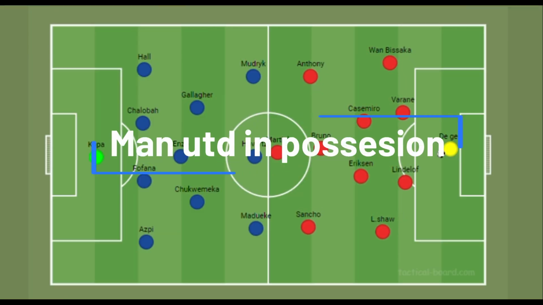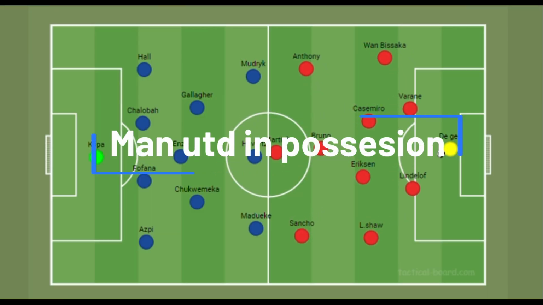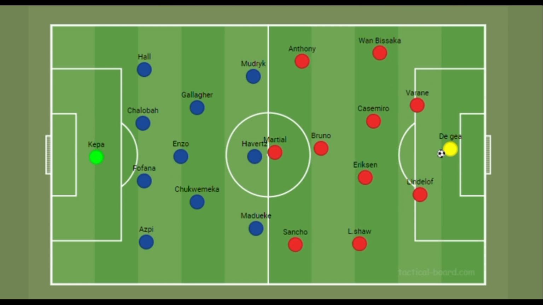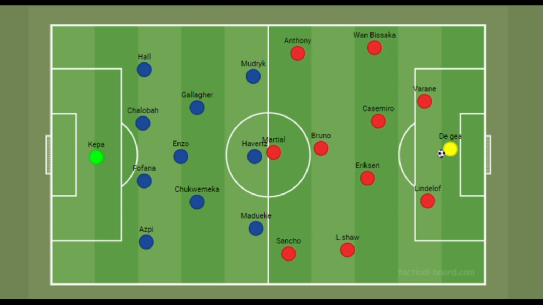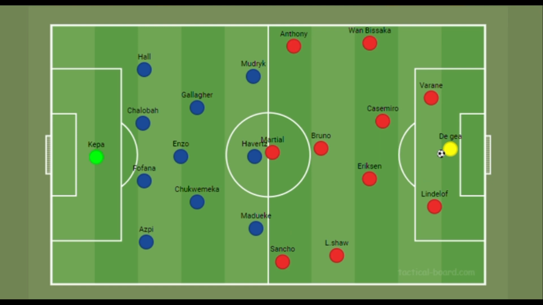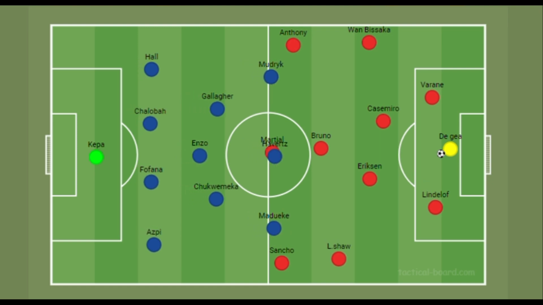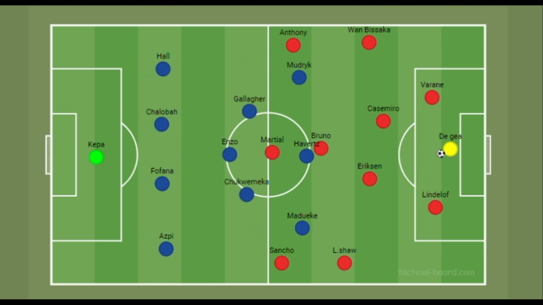Now let's look at Manchester United in possession. United played with their usual 4-2-3-1 formation, but they tried to build up from the back. Now, unlike Manchester United, who sat in a mid-block, Chelsea used a high press.